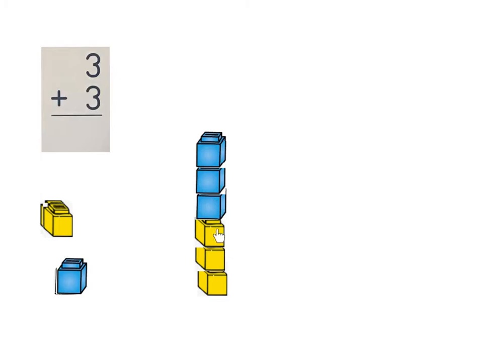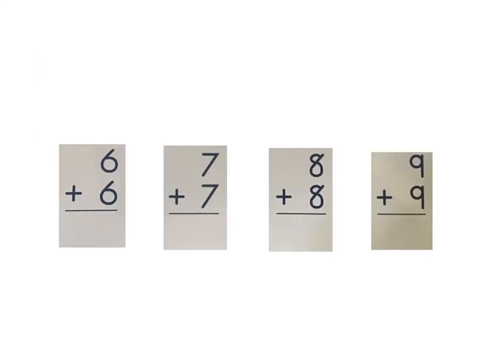1, 2, 3, 4, 5, 6, which makes sense because 3 plus 3 equals 6. All right, take a look at these math facts. Does anyone know what these facts are called? If you said the doubles, you were right. Now let's try to figure out why they're called the doubles.